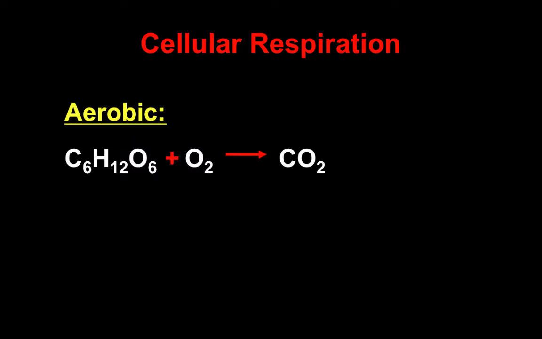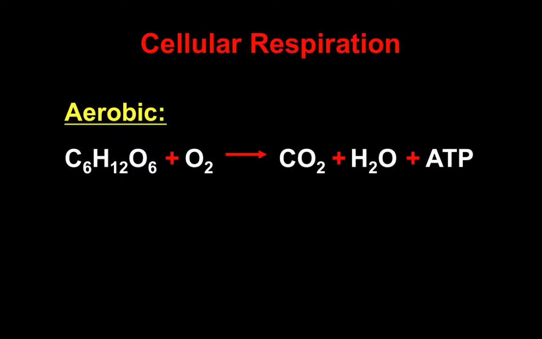So remember, cellular respiration breaks down into aerobic, using oxygen, or anaerobic, that's without oxygen. We're really going to focus here on aerobic. So in this aerobic respiration, we're going to take glucose and use oxygen to create CO2, water, and our energy, ATP.